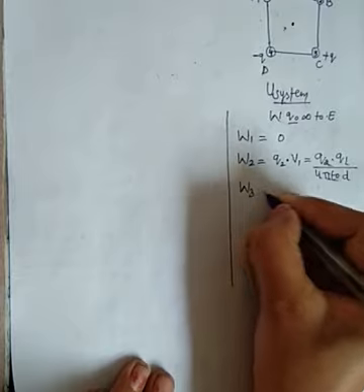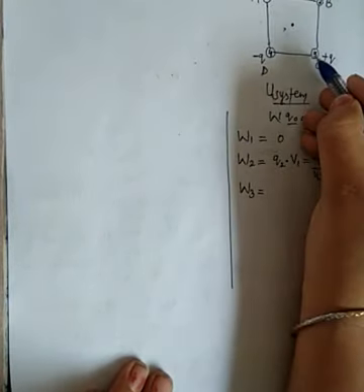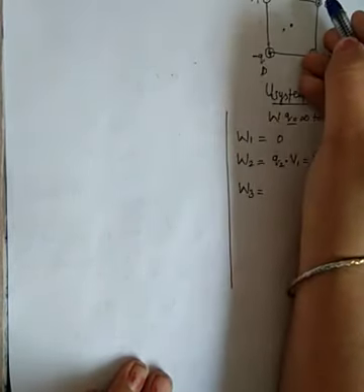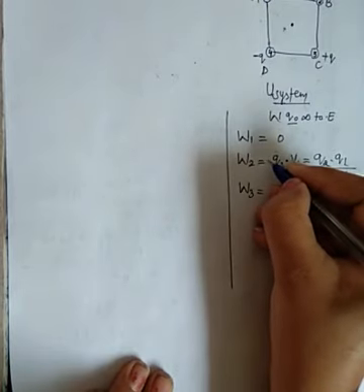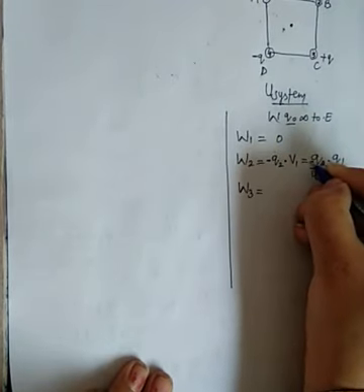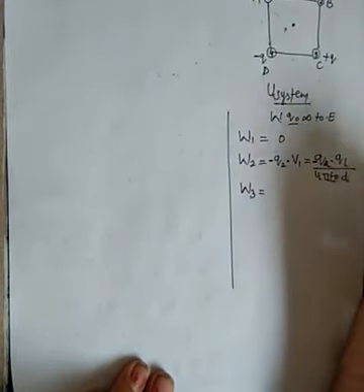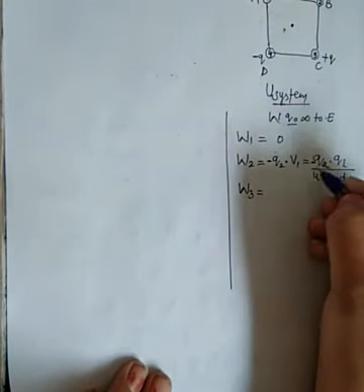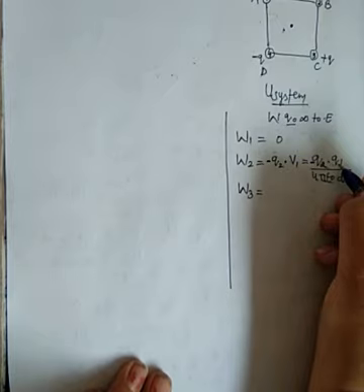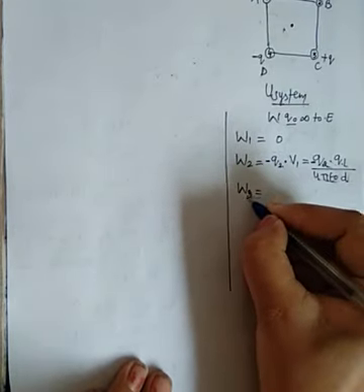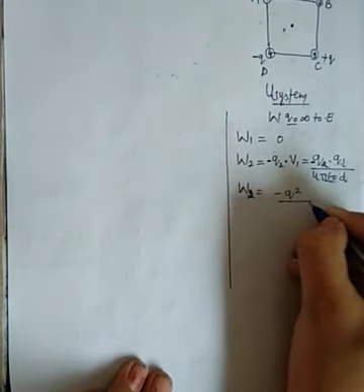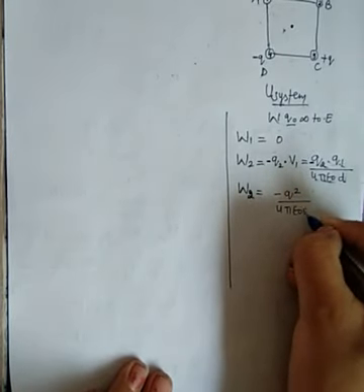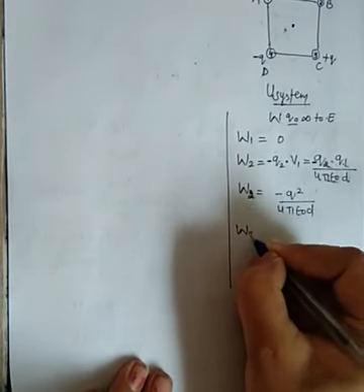What is the amount of work done to bring the third charge? The third charge is this, but here the charge is negative. In calculation we must mention the sign. The charge is Q, Q each. So being Q, Q each, we must replace it by Q square. So again minus Q square upon 4 pi epsilon naught D. Work done to bring the third charge.